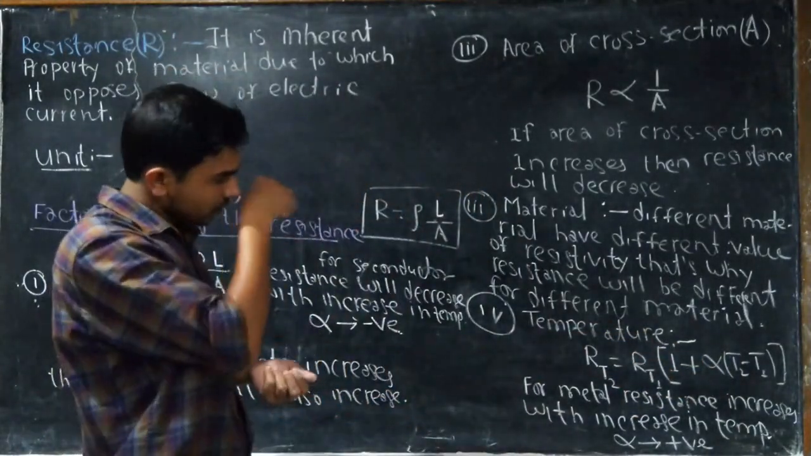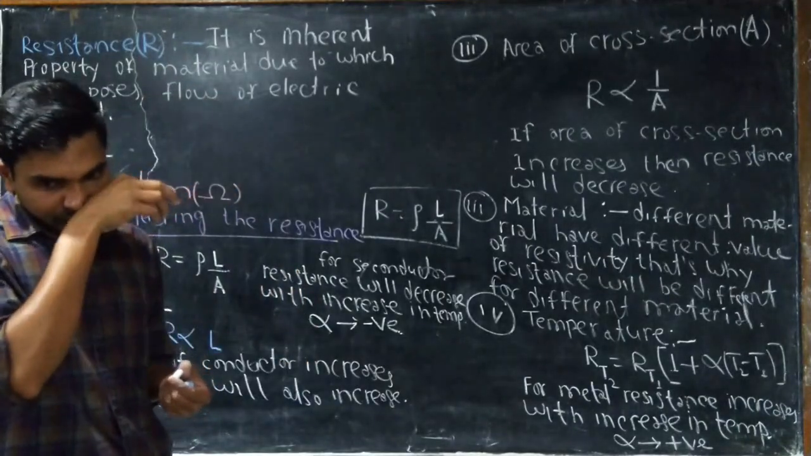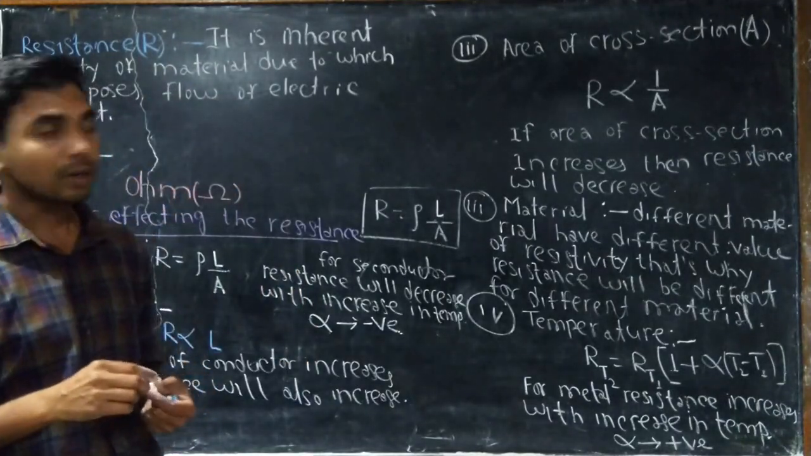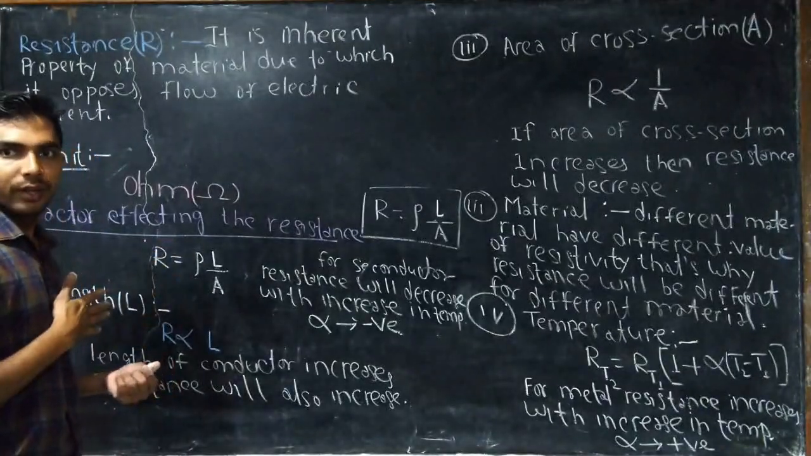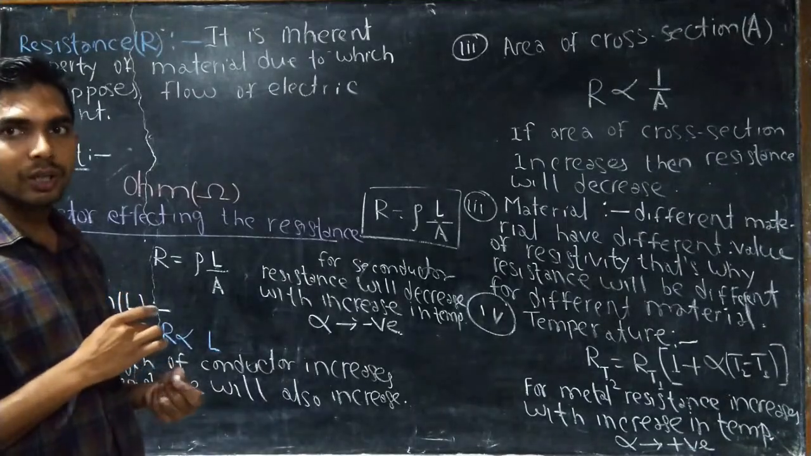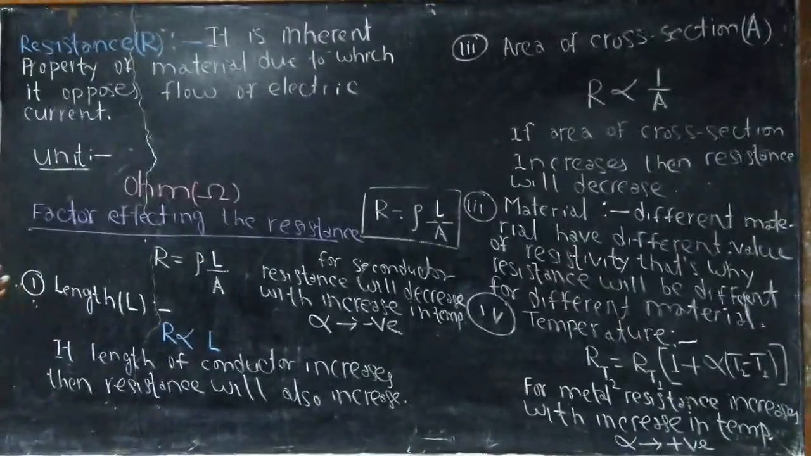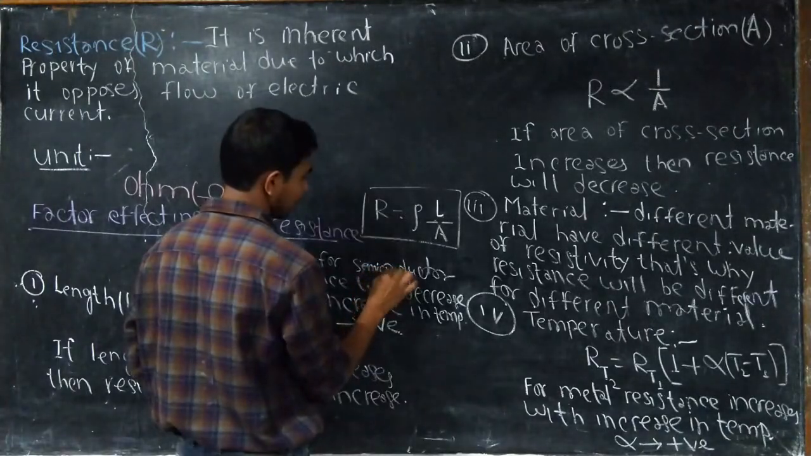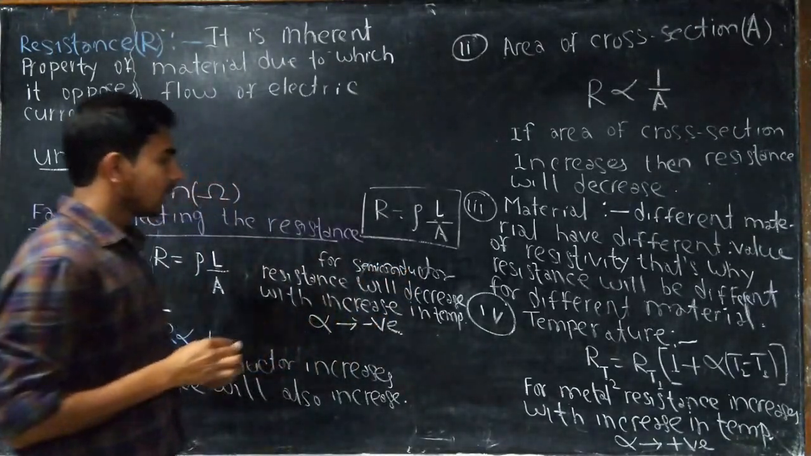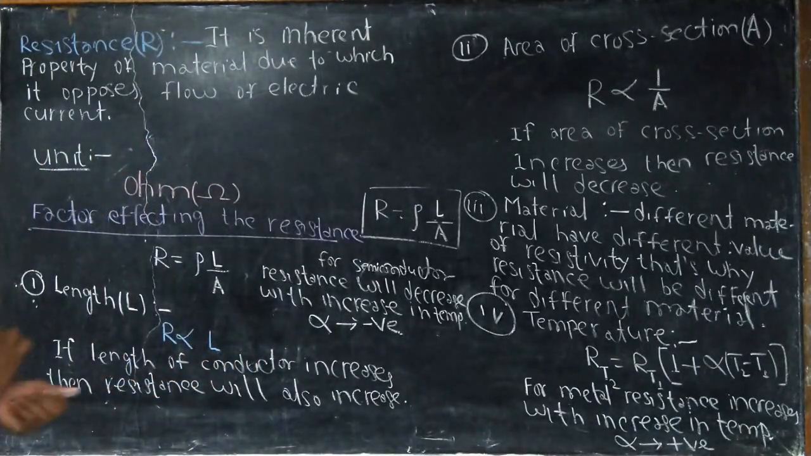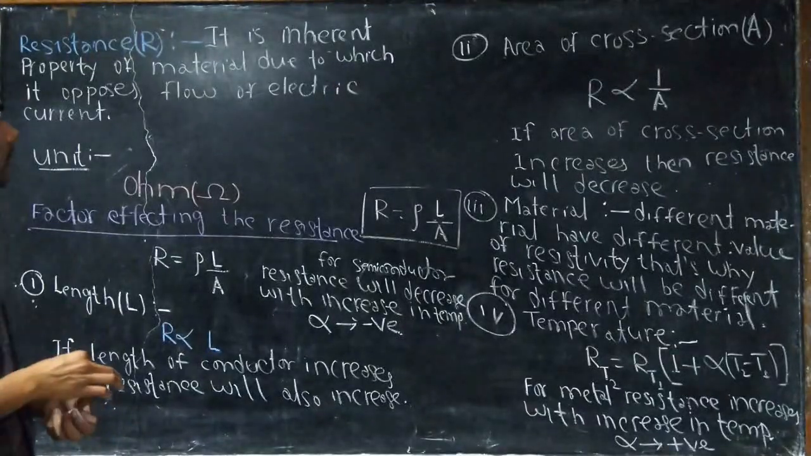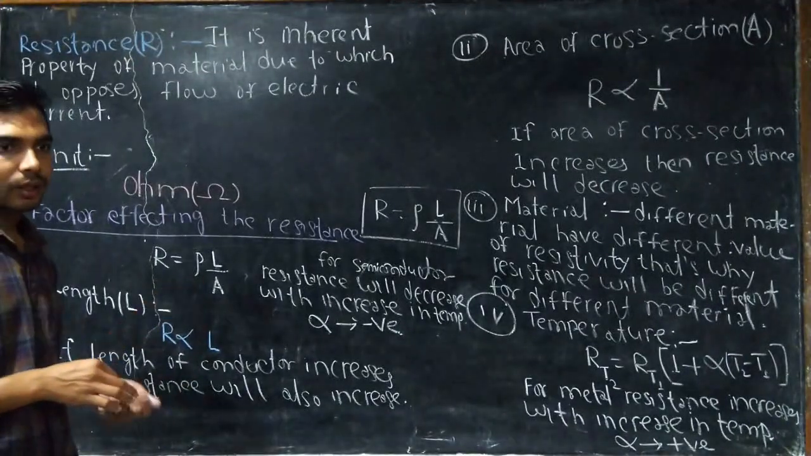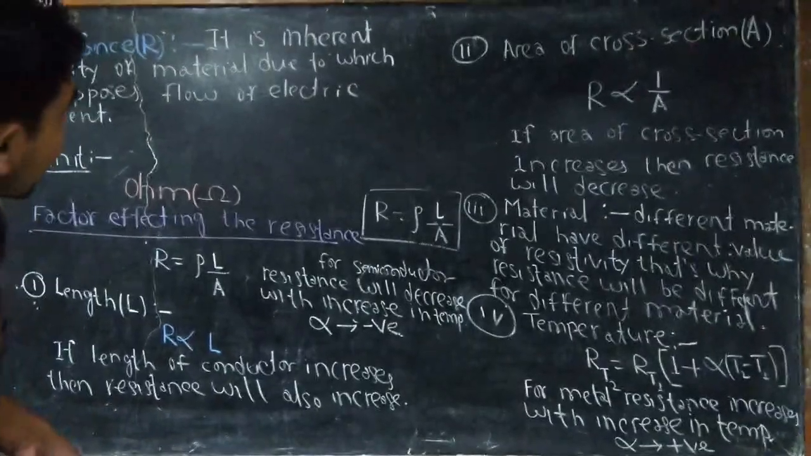Next I am going to discuss resistivity, but before that I will discuss conductance. You have written resistance, and the next one is conductance. So note it down fast, then I will discuss conductance. Finish, okay? So next one is conductance.